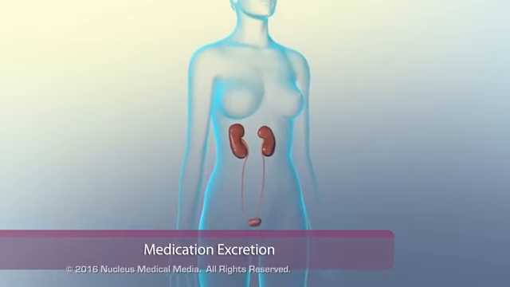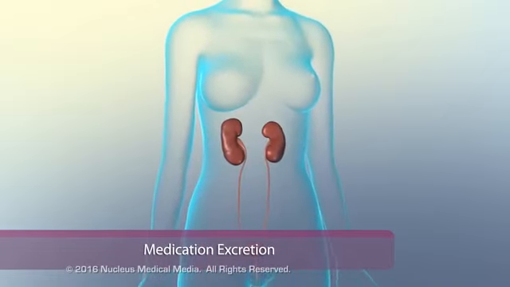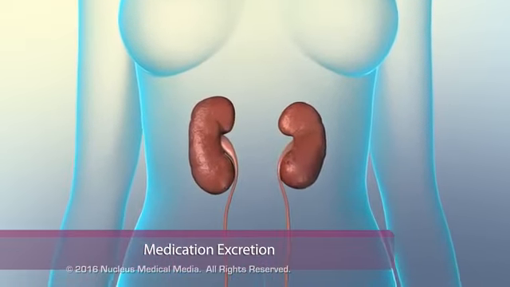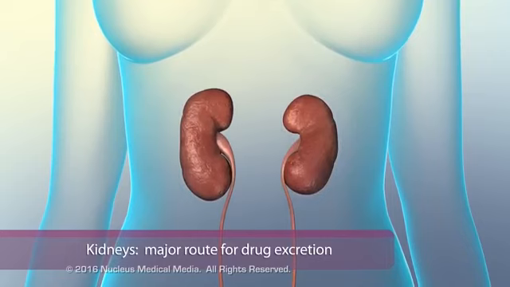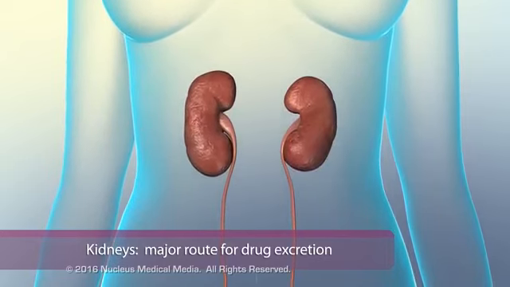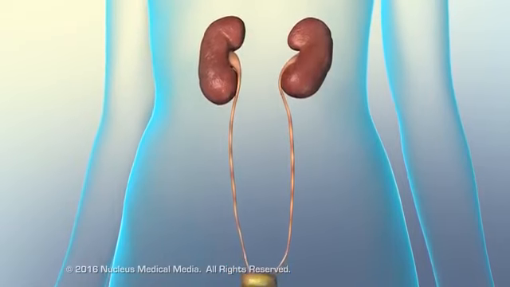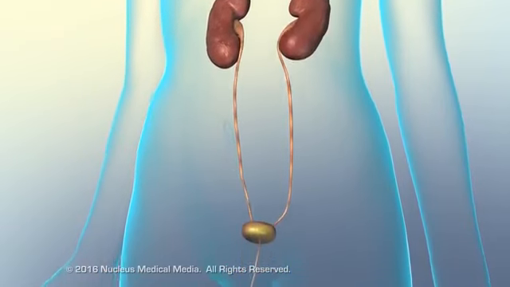The body filters drugs from the bloodstream and eliminates them in a multi-step process called medication excretion. The kidneys are the major route for drug elimination. Most drugs exit the body either unchanged or as drug metabolites in urine.